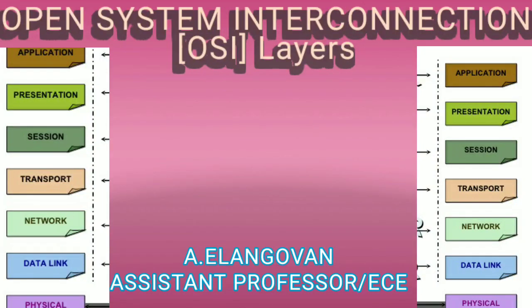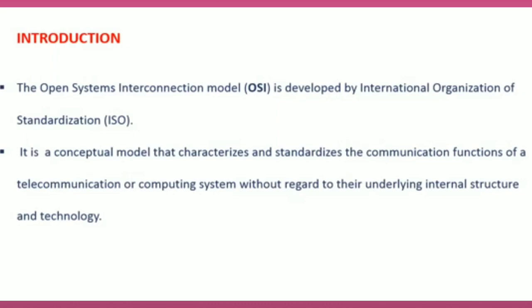Today we are going to see about the Open System Interconnection, that is the 7 layers used in communication. Let us start with the introduction. It has been developed by ISO and it characterizes the standards of communication for computing systems.